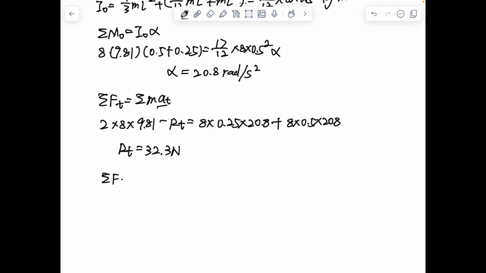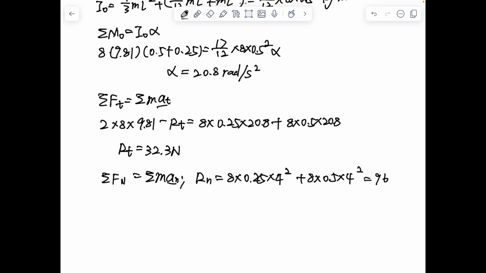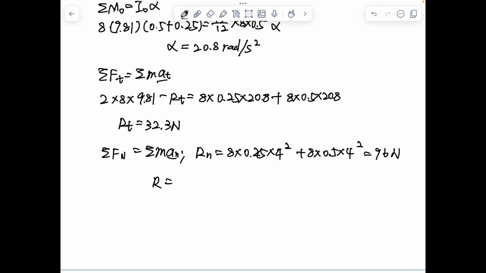Then in N direction, Rn is equal to 8 times 0.25 times 4 square plus 8 times 0.5 times 4 square, which is equal to 96 Newton. Then R is equal to square root of 32.3 square plus 96 square. This is equal to 101.3 Newton.